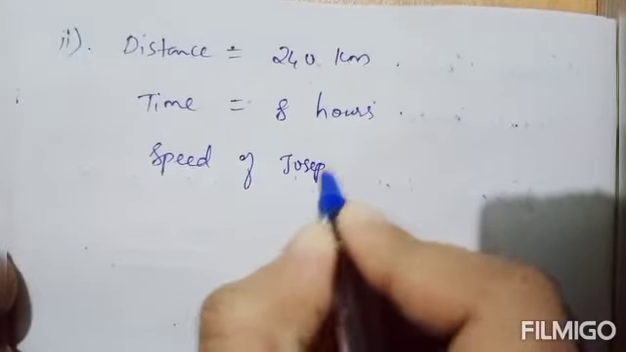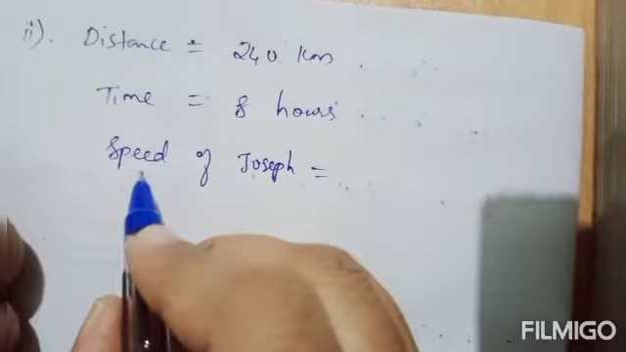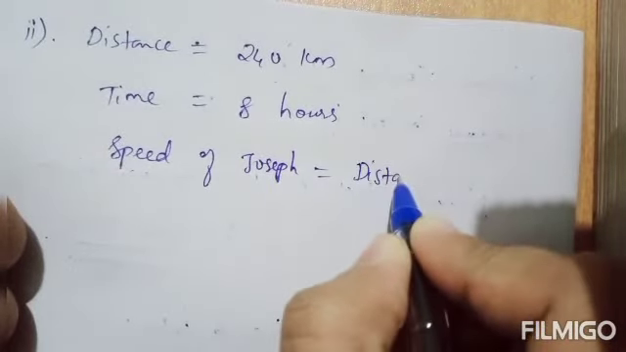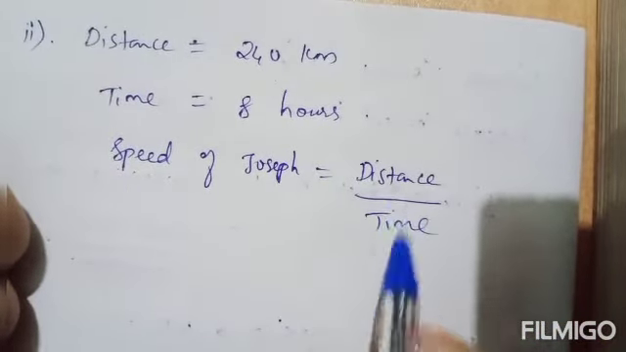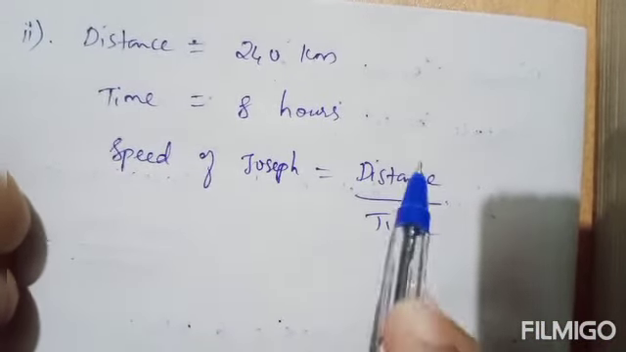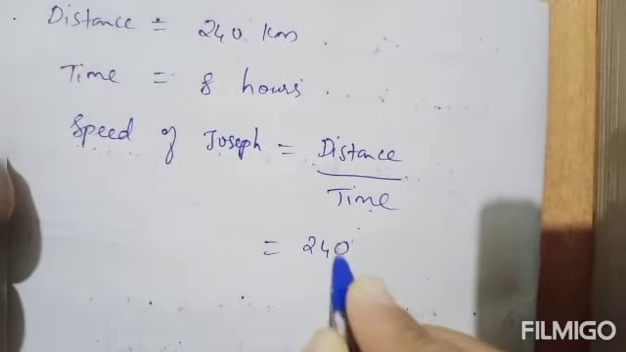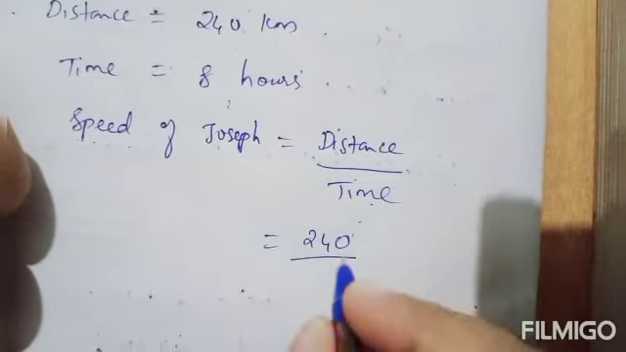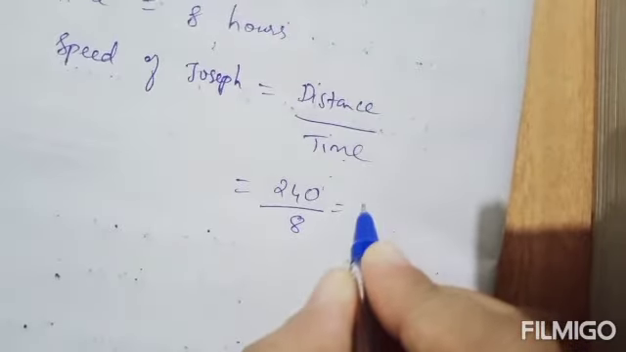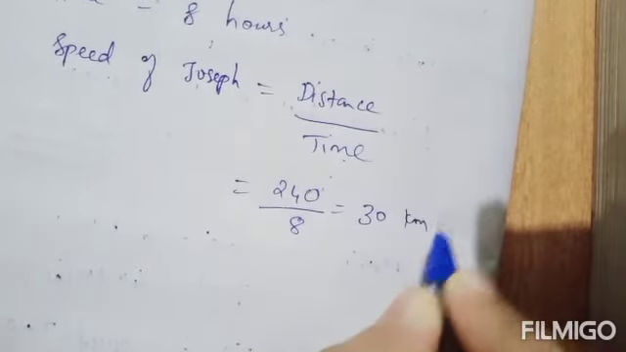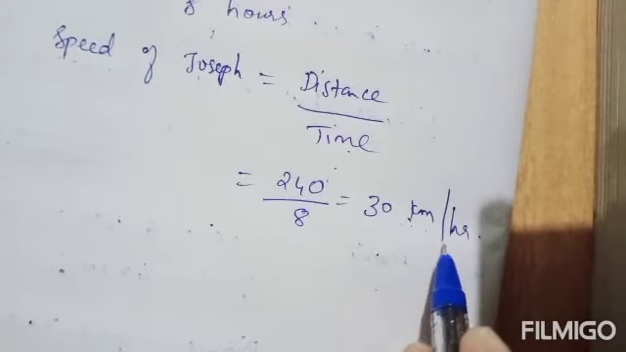Speed of Joseph, how can you find if distance and time is given? We know speed equal to distance by time. This is the formula for finding speed if distance and time is given. Okay, speed equal to distance by time. So distance it is 240 by time it is 8. So 240 by 8 you will get 30 kilometer per hour. It is speed, so the unit will be kilometer per hour.